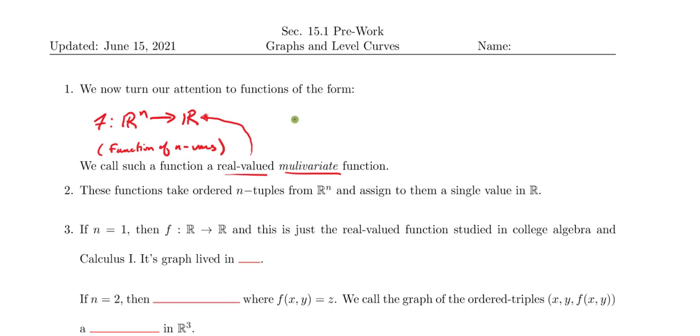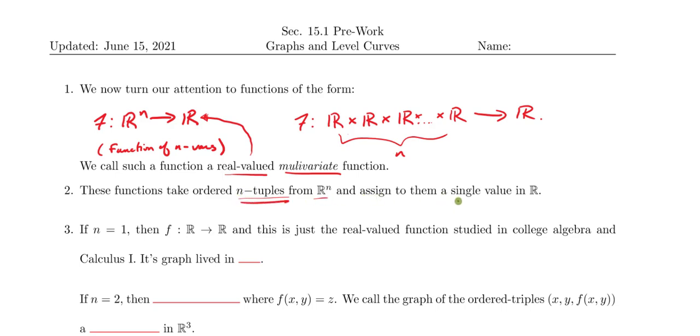There are other ways we could represent this, so I just want to show you. Another way to think about writing that domain space is to cross R with itself a total of n times, and this function maps then to the real numbers. So another way to interpret this is that this function takes n-tuples from Rn and assigns each n-tuple a single value in the real numbers.